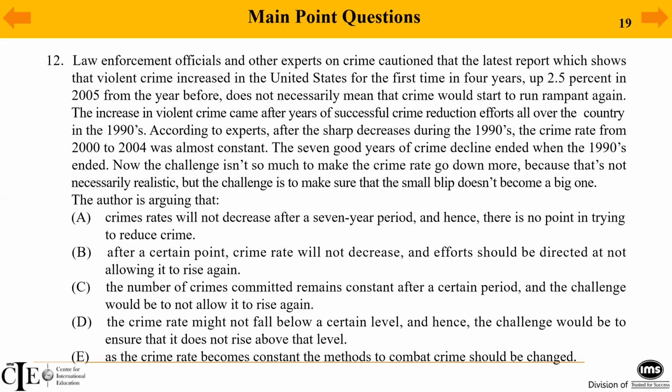There is a blip, there is an increase, but let us not allow it to increase beyond that level. So D option is precisely stating that over and above a certain level, you should not allow it to increase. So D option is the most accurate one or better one between B and D.